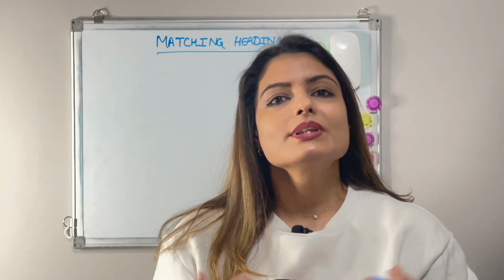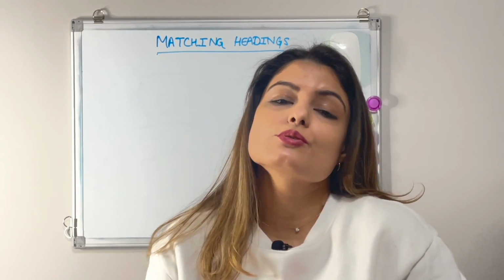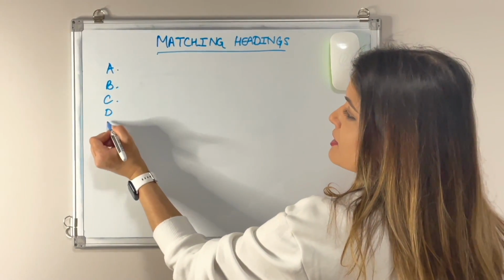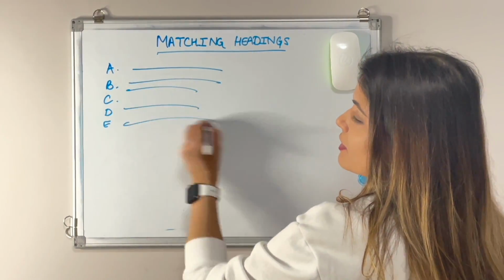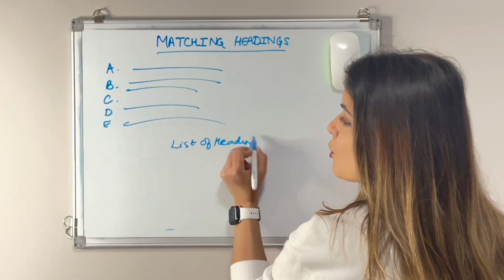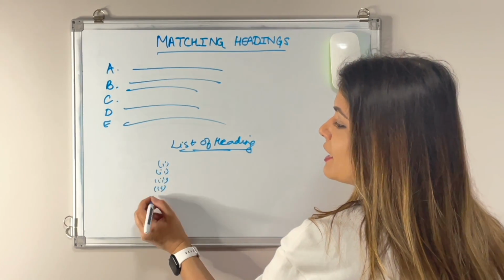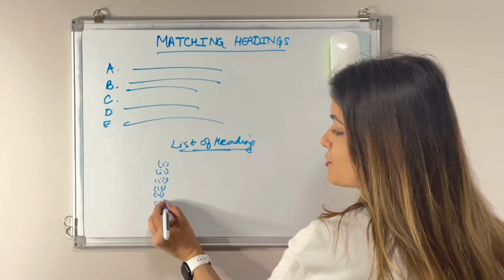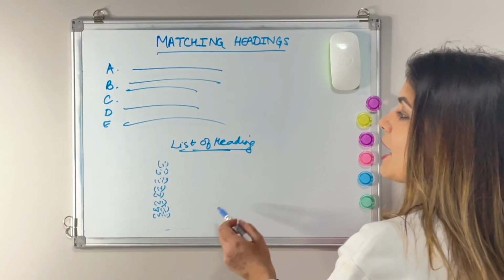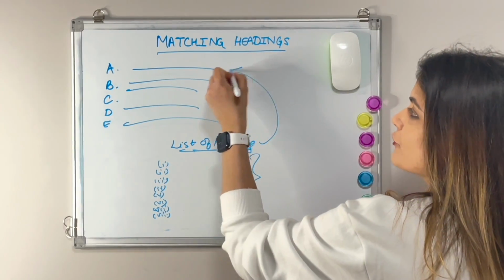In this type of question, you will get more headings as compared to the paragraphs to choose from. This is to confuse you. So let's say you have 5 paragraphs marked A, B, C, D, E. You will get a list of headings which would definitely be more than 5. Let's say you have 8 headings. They give you more headings so that you get confused and it takes you time to understand which heading goes with which paragraph. So you have to look for the correct heading that would appropriately describe each and every paragraph.